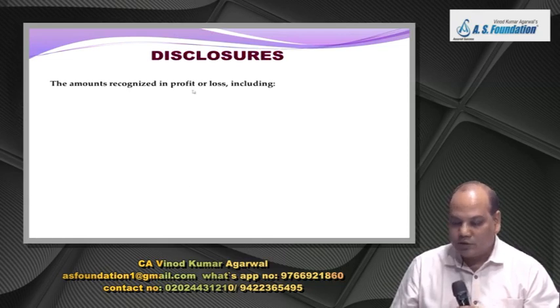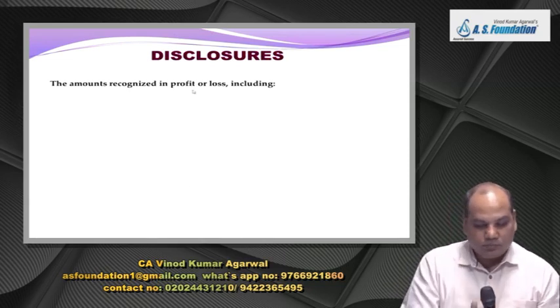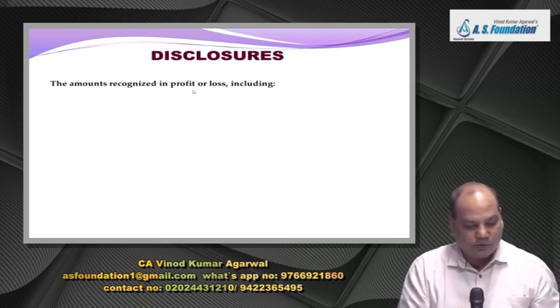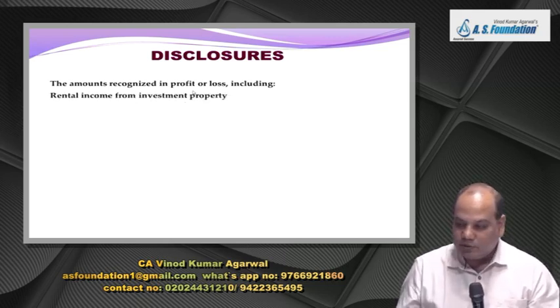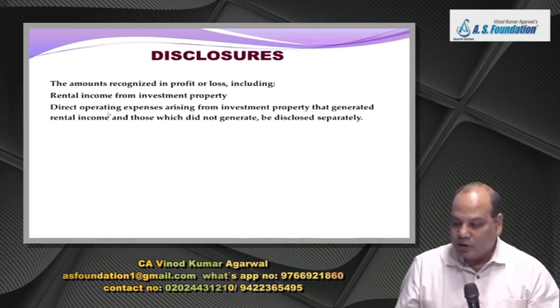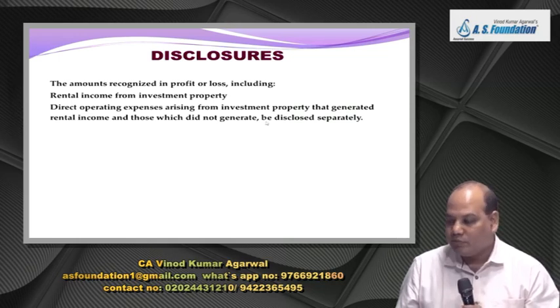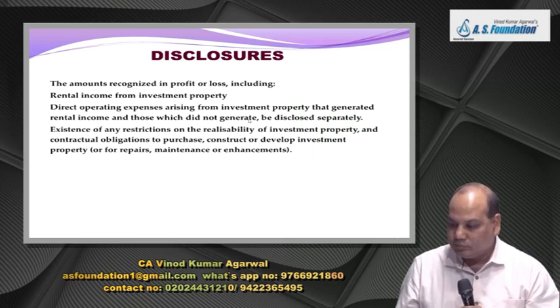Next is the amount recognized in profit or loss. What are the amounts you can recognize in profit or loss? For example, including, meaning this list is not exhaustive: rental income from investment property, and direct operating expenses arising from investment property that generated rental income, and those which did not generate rental income, disclosed separately.